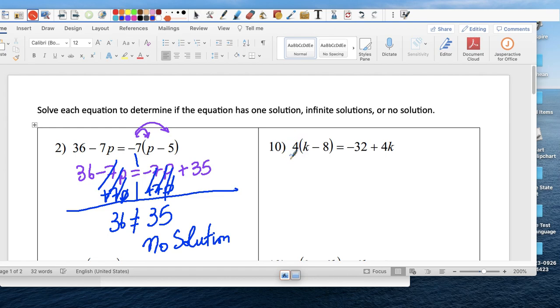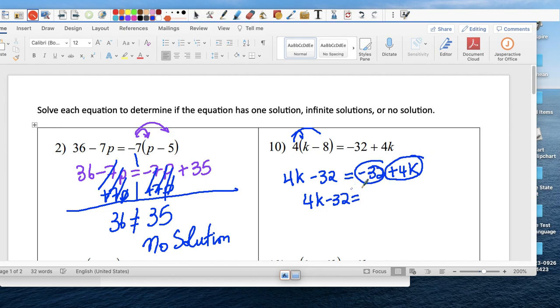This one, distributive property: 4k minus 32 equals negative 32 plus 4k. Now, I know they want to be a little tricky here, but what we can do is just rewrite the right side. Remember, this is 4k and this is minus 32, so I'm just going to change the order, bring the 4k to the front and the minus 32 to the side, and notice that they're exactly the same. Whatever I do to the k on the left side is exactly the same as what I'm going to do to the k on the right side.